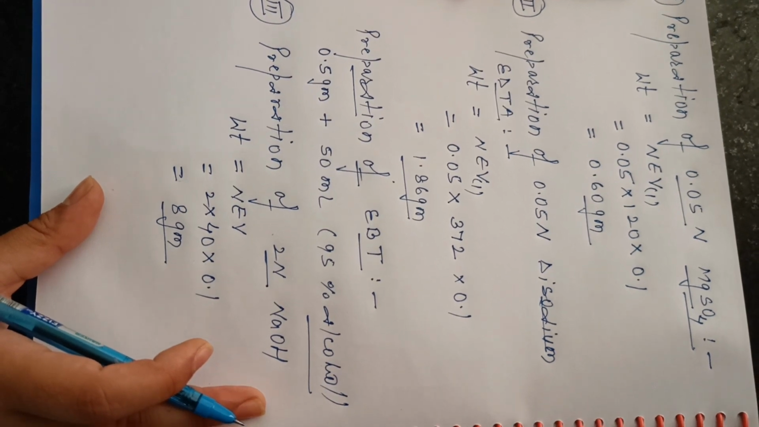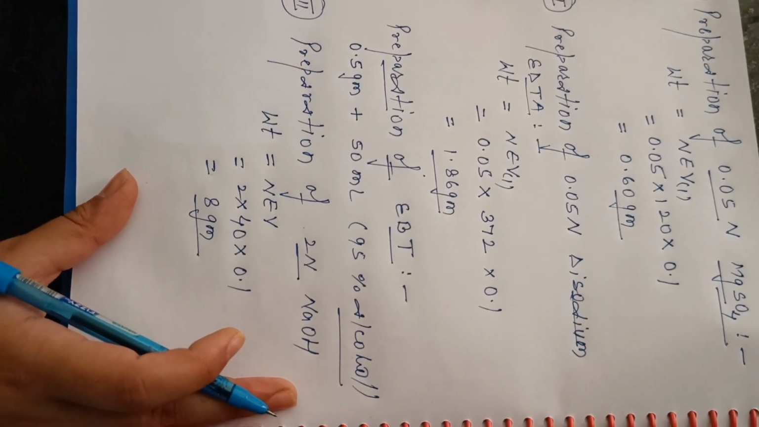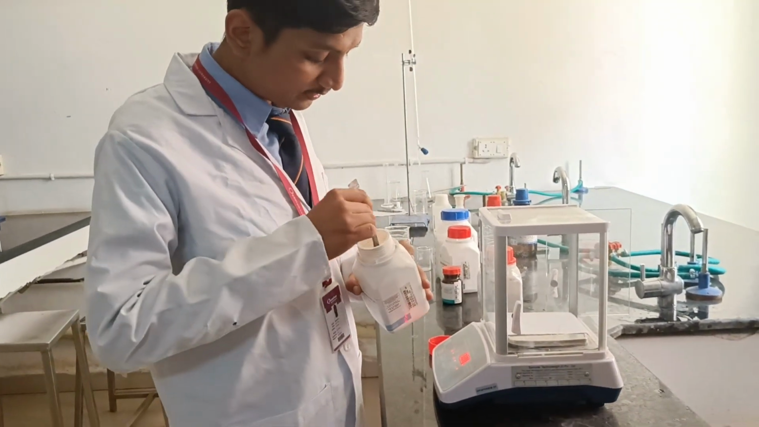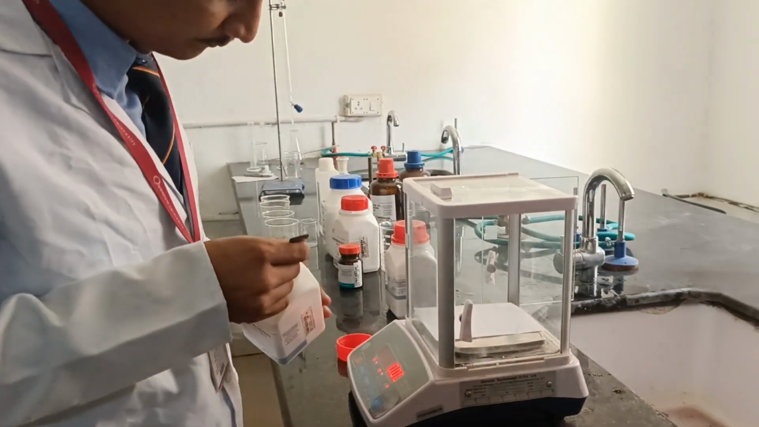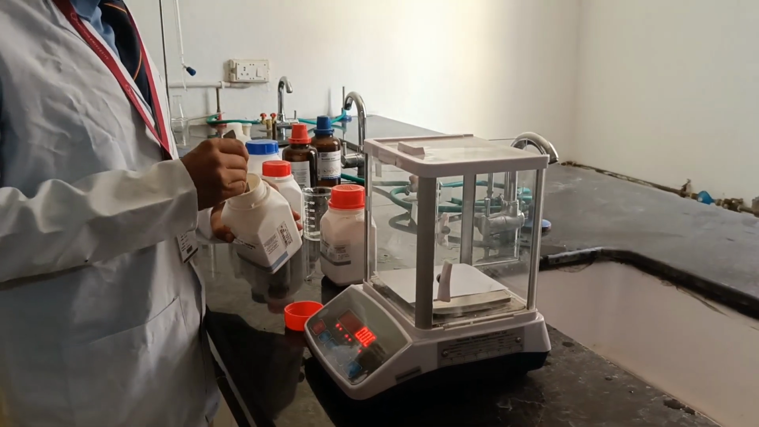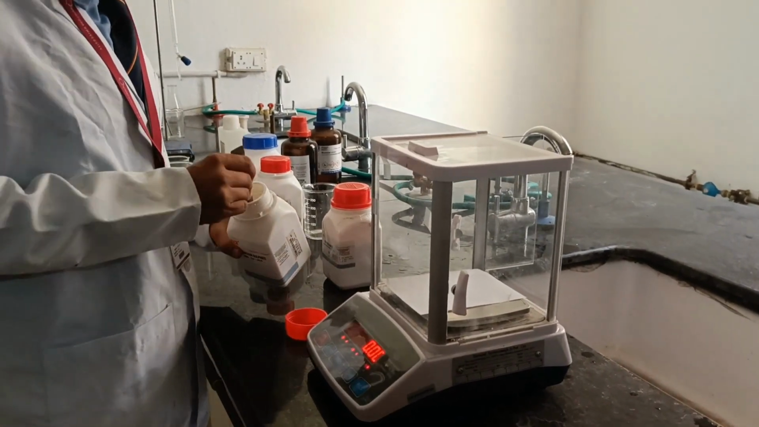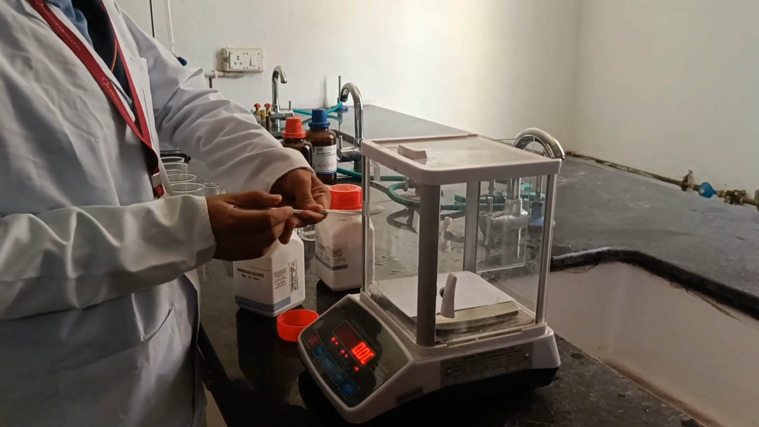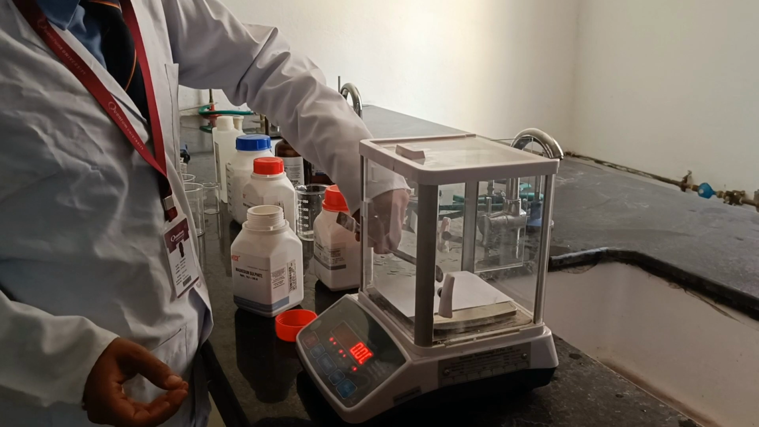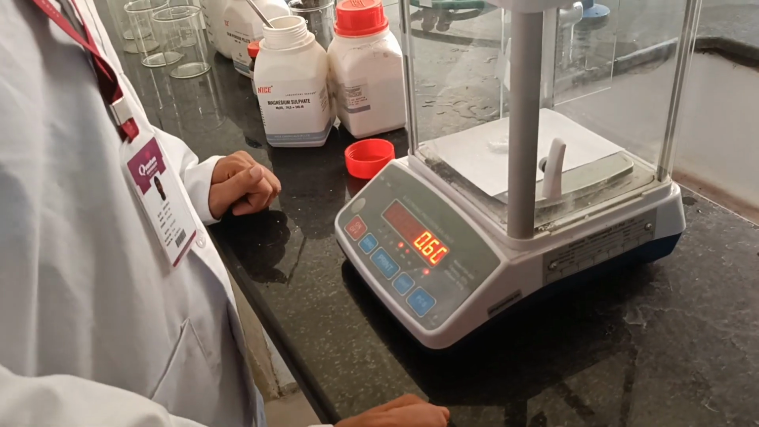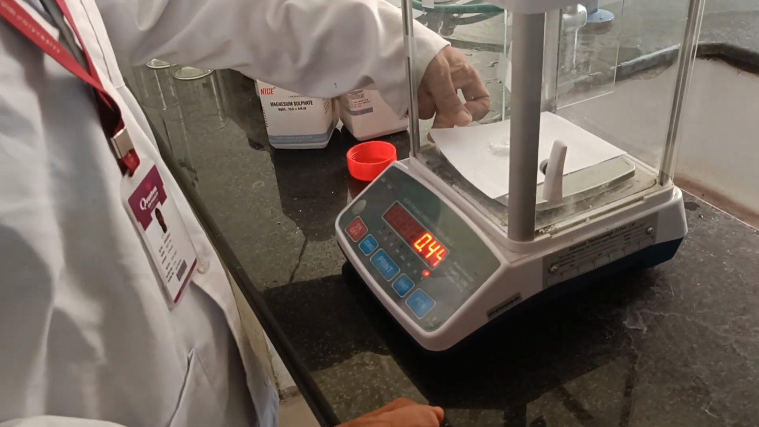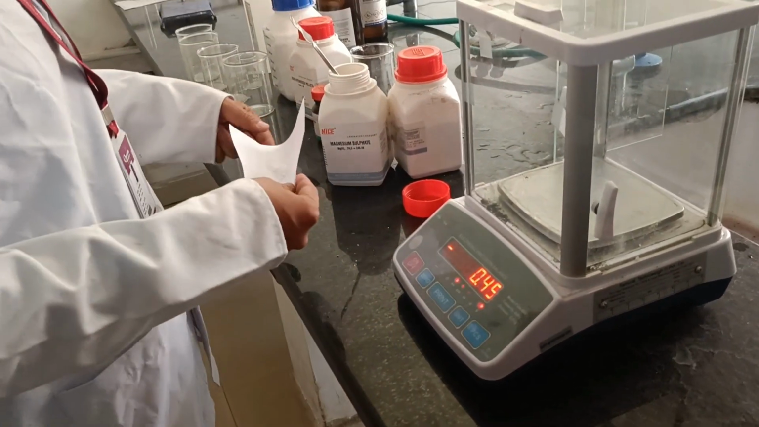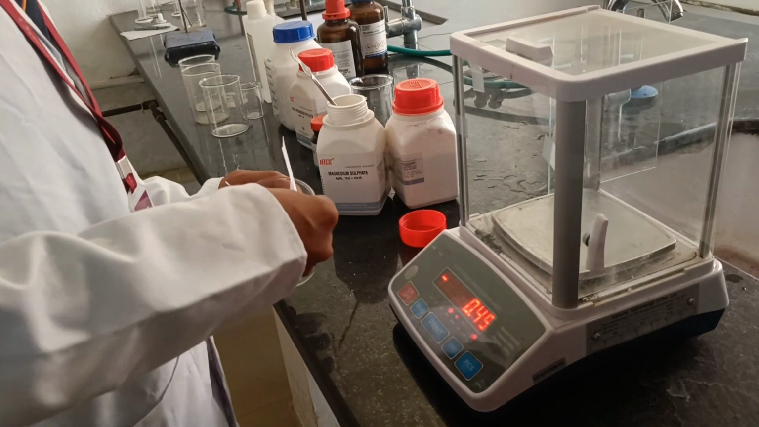Now let's move on to the weighing of our reagents and samples. As we already calculated for the magnesium sulfate, we have to take about 0.60 grams. Try to measure it accurately and precisely. As we weighed, you can see accurately about 0.60 gram of magnesium sulfate. Now pour the sample into the beaker.